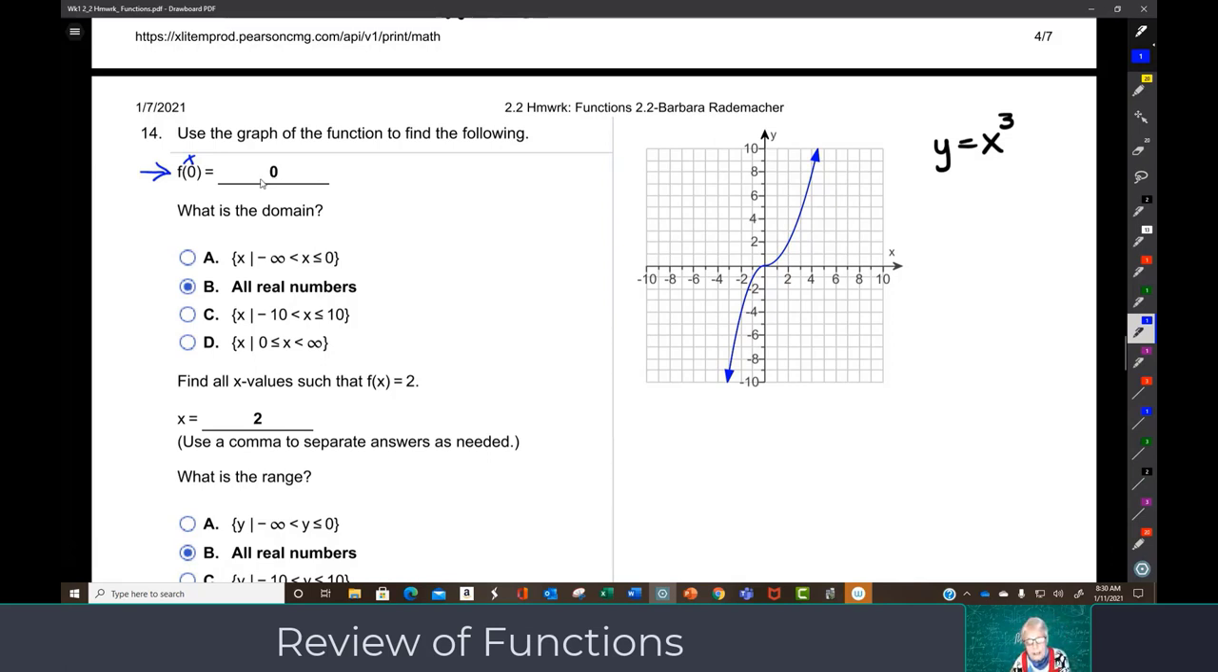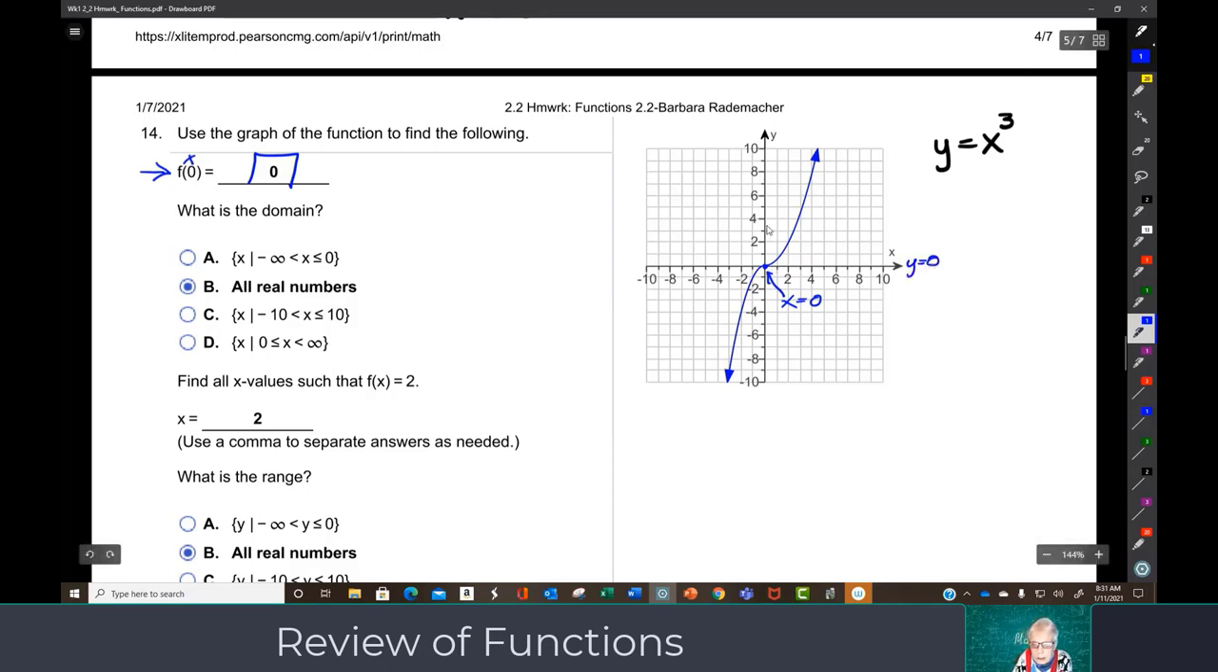I chose to include all the answers. This is the answer you would put in the answer box. How would you know? Well, you go to the graph where x equals 0. X equals 0 right here in the middle. That's where x equals 0. And you look and see what y equals there. Well, it's on the x-axis. The graph is on the x-axis, and that's where y equals 0.